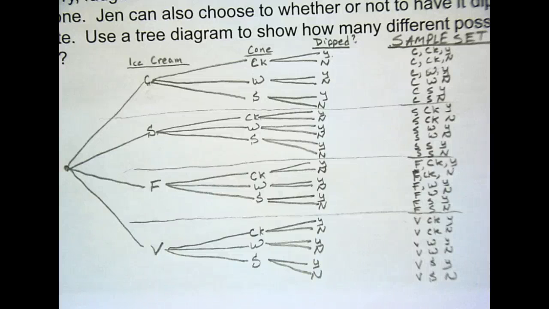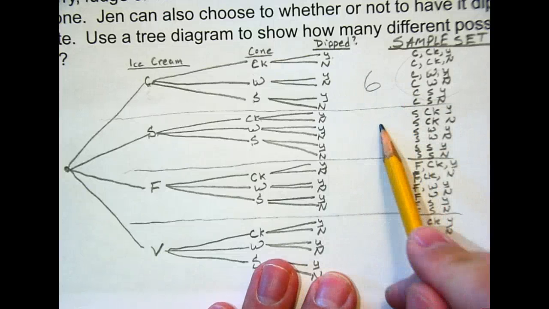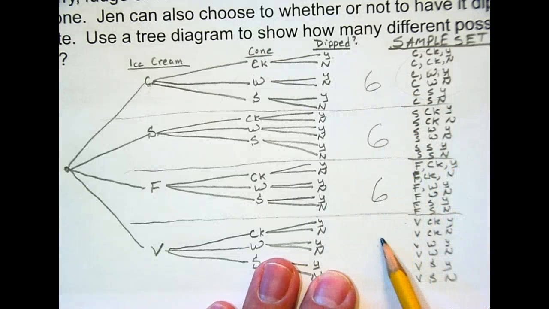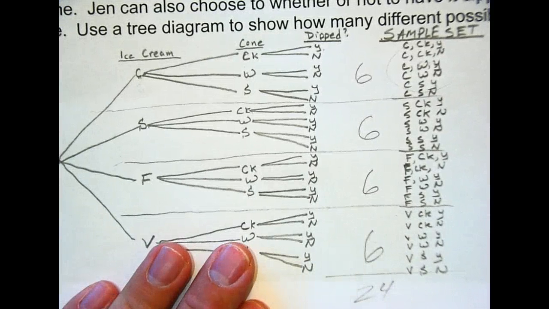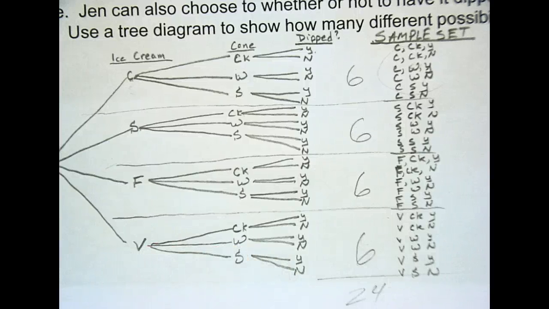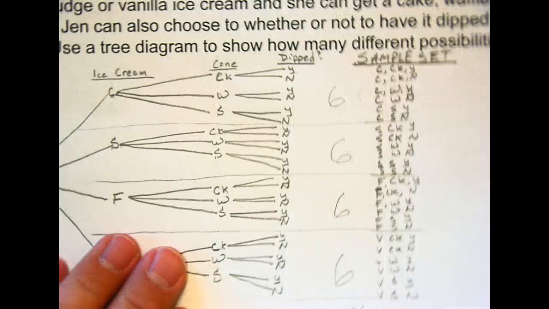With that being said, how many options do I have here? 6, 6, and 6. So a grand total of 24. 24 total options from that tree diagram. What are the benefits of a tree diagram? Tyler? You can visually see everything that's going on. You can visually see what you said verbally. Very good. Now, any questions?